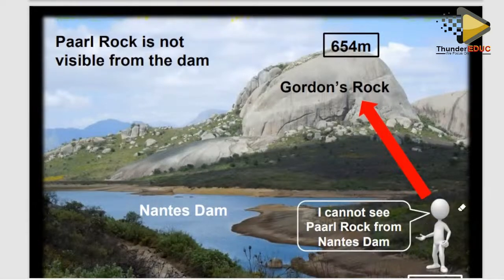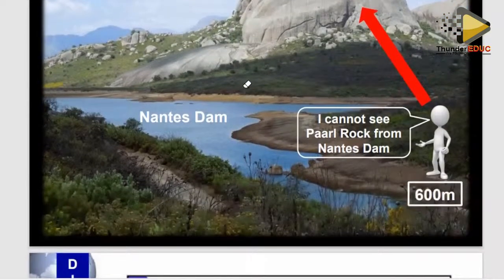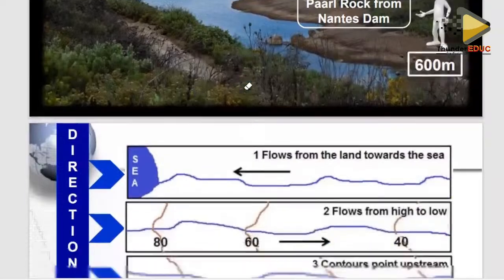So this guy here cannot see the Pearl Rock, which is somewhere behind the Gordon's Rock and is not even the height of Gordon's Rock. So this Gordon's Rock is an obstruction. You cannot see the Pearl Rock from this dam because the Gordon's Rock is much higher at 654 meters, way above the height of Pearl Rock, which is behind it. That's the visual illustration of intervisibility.